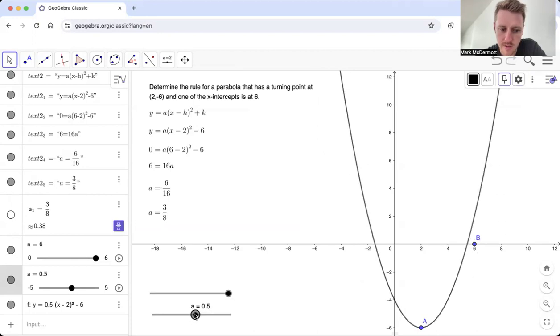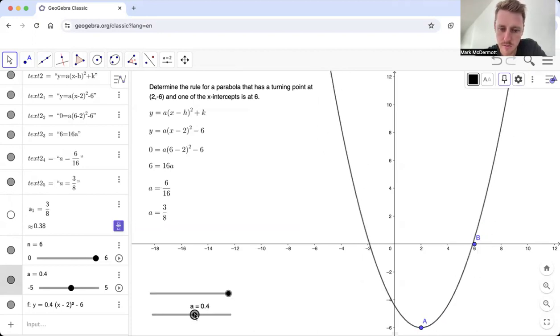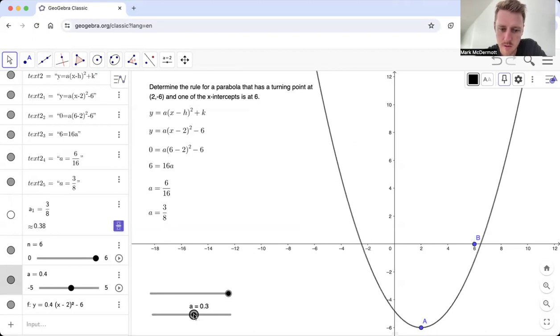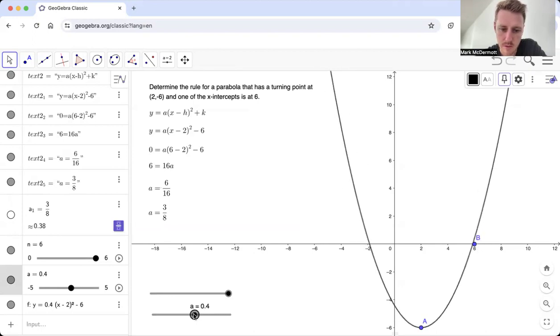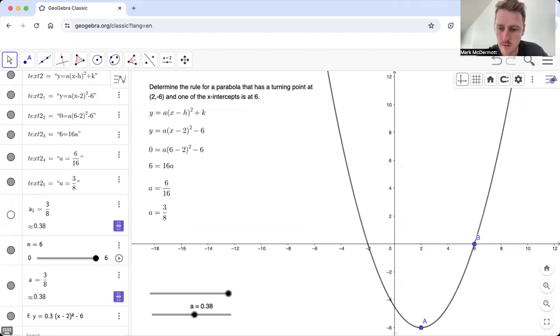So it's going to change it. We can see that it's missing B between there, and so it's between 0.3 and 0.4. And, lo and behold, if a is 3/8, it's 0.375. So let me write that as 3/8. And then, yeah, it goes through nicely at B. So, yeah, that's how you do those questions.